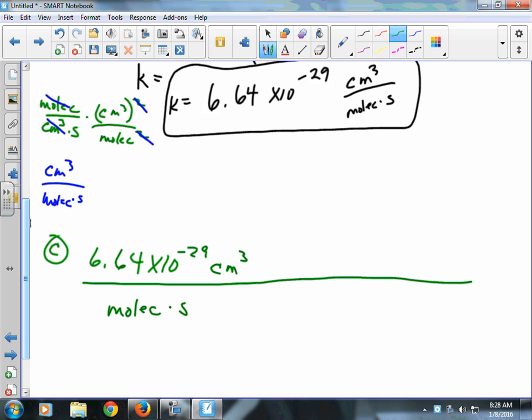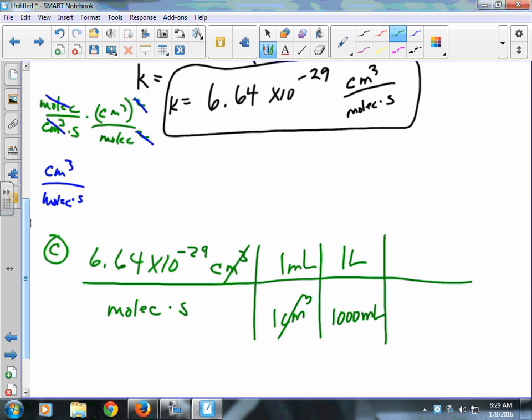We've got to get cubic centimeter changed to liter. One cubic centimeter is the same amount of space as 1 milliliter. So 1 cubic centimeter is 1 milliliter. All right, that unit's gone. How many milliliters in a liter? 1,000 milliliters in 1 liter. That unit's gone. Okay, we got liters now.